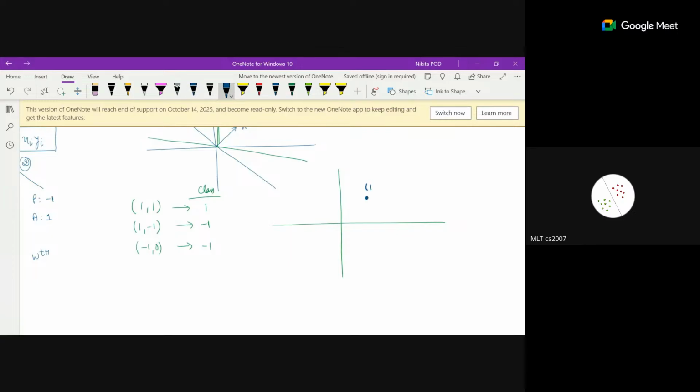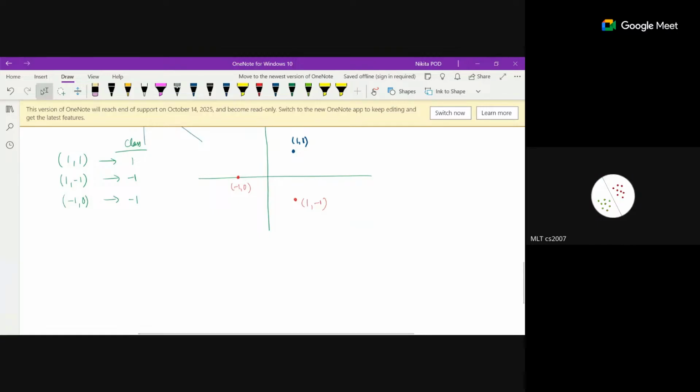This is my (1, 1). This is class 1. And then you have (1, -1). So (1, -1) is class 0, and (-1, 0) is minus 1. This is the negative class. So we want to know what is the final W that we get, right?